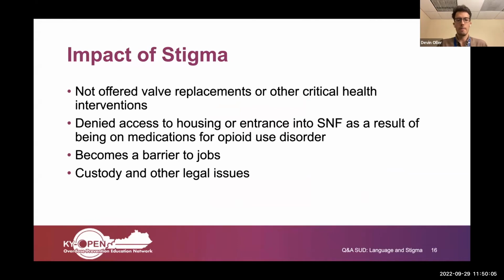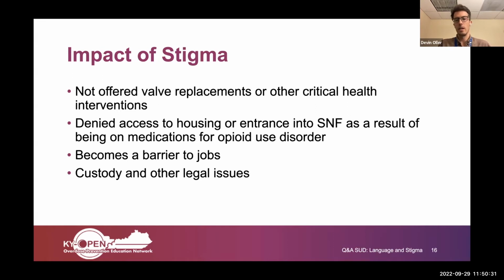We know that as a result of stigma, folks are often not offered valve replacements or other critical health interventions until they're demonstrating significant time. And I'll use a stigmatized word here, like clean, right? When clean doesn't actually designate whether that person is in remission of their disease.